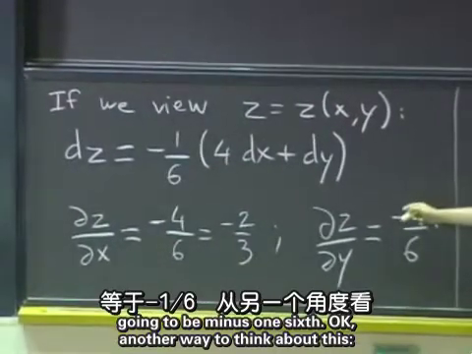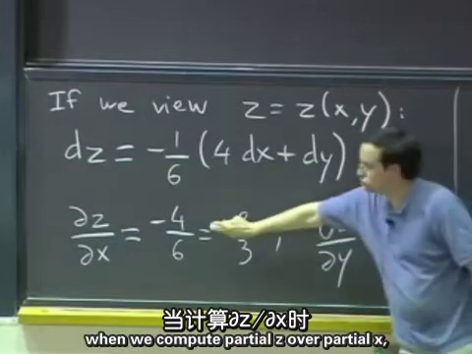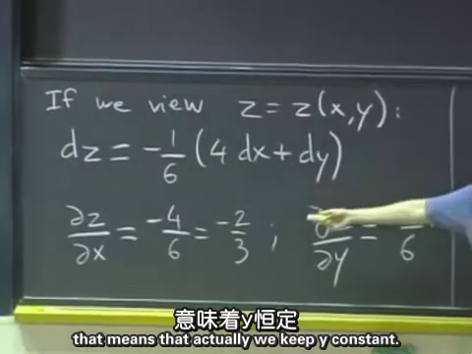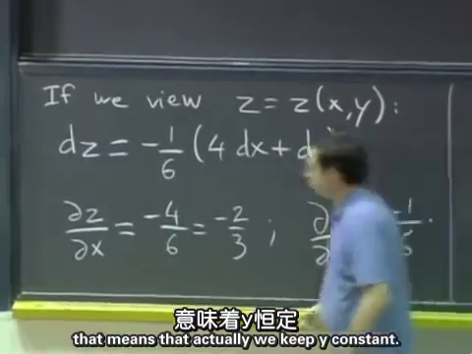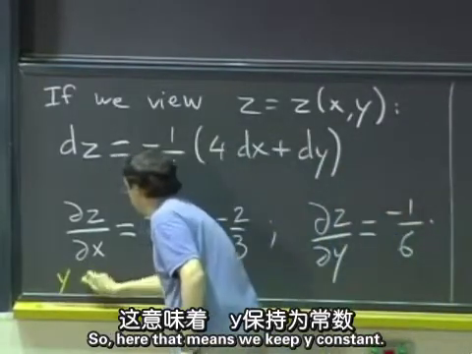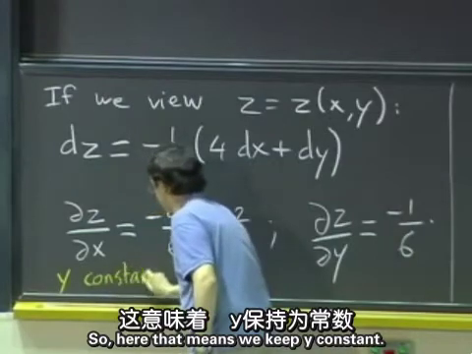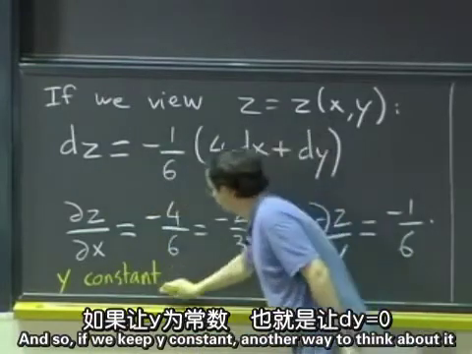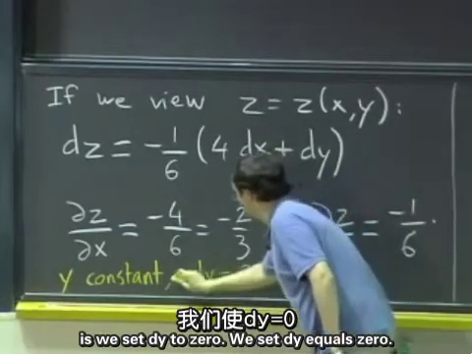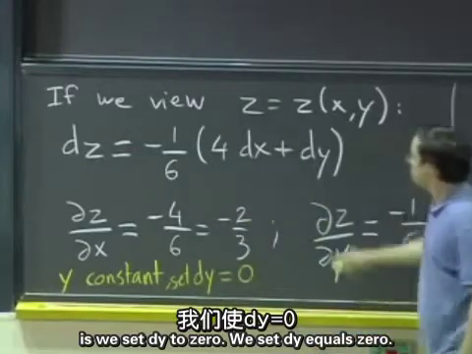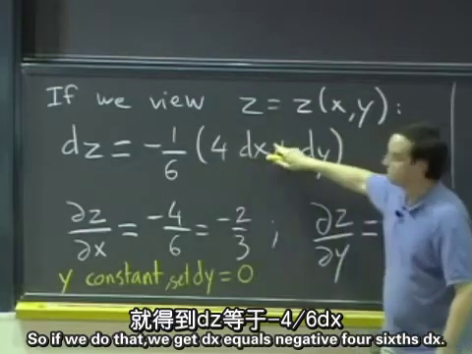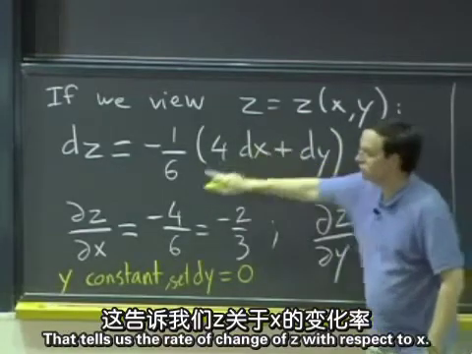Okay. Another way to think about this: when we compute partial z over partial x, that means that we keep y constant. Let me add some subtitles here. So here that means we keep y constant. And if we keep y constant, another way to think about it is we set dy equal to 0. So if we do that, we get dz equals negative 4/6 dx. And that tells us the rate of change of z with respect to x.